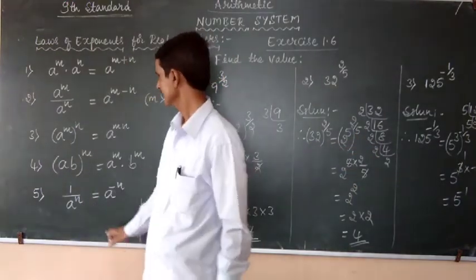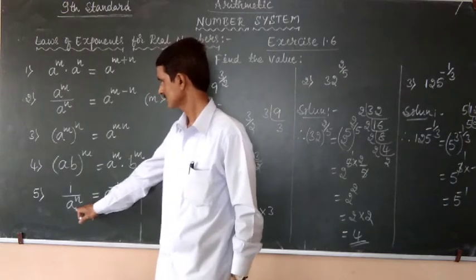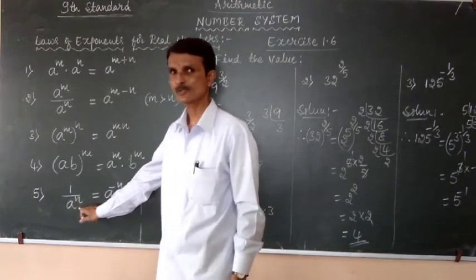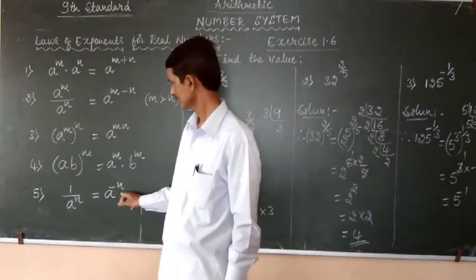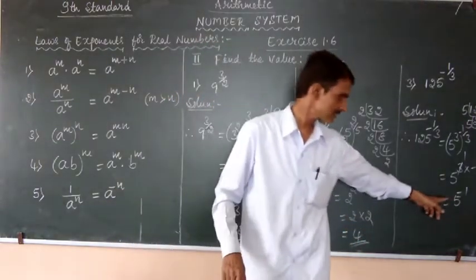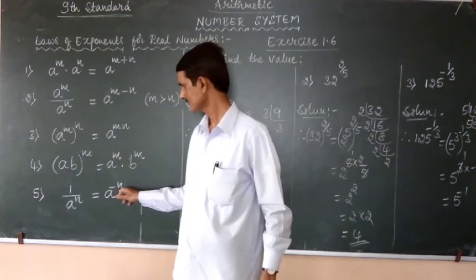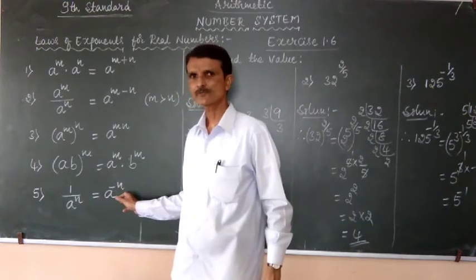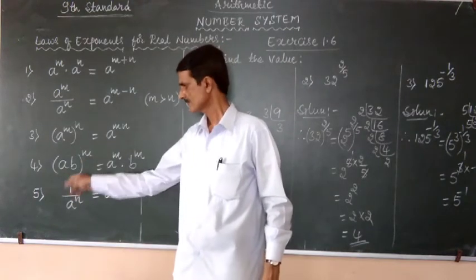So by using the fifth law of indices, 1 by a to the power of n equals a to the power of minus n. This problem is of the form a to the power of minus n. So therefore we have to convert this to the positive sign.